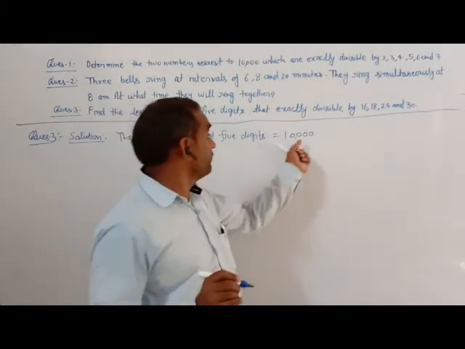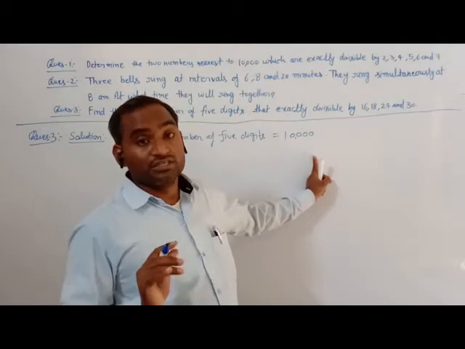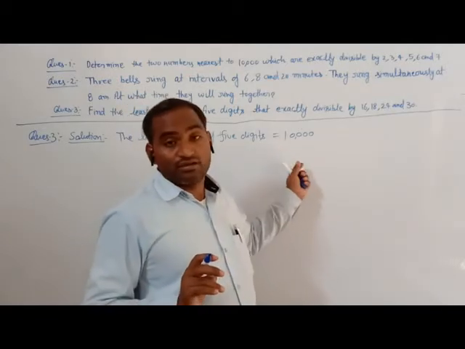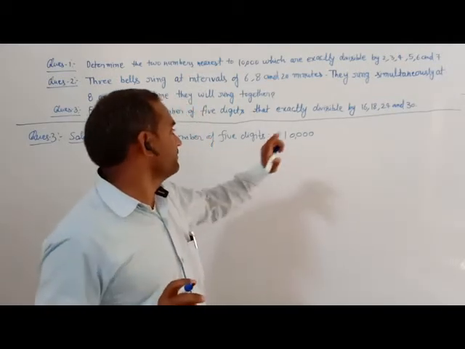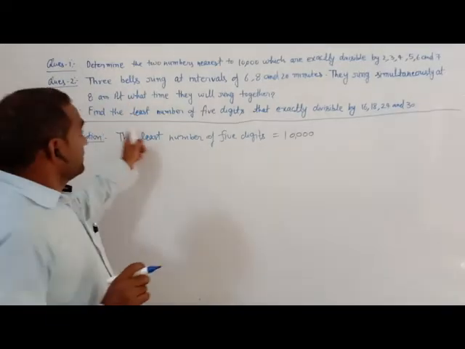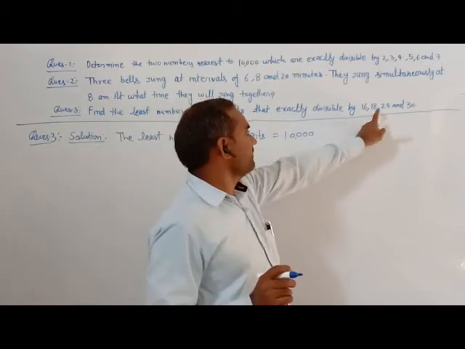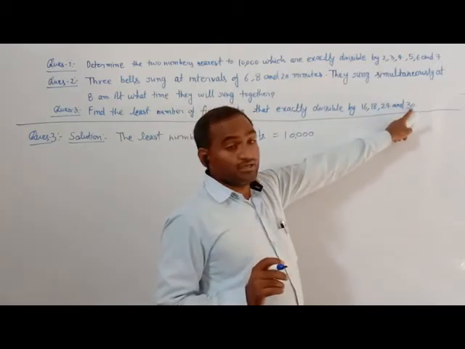If we subtract 1 from this number, it will convert into a 4 digit number. So it is the least number of 5 digits. Now, for this 5 digit number to be exactly divisible, first of all we have to find the LCM.